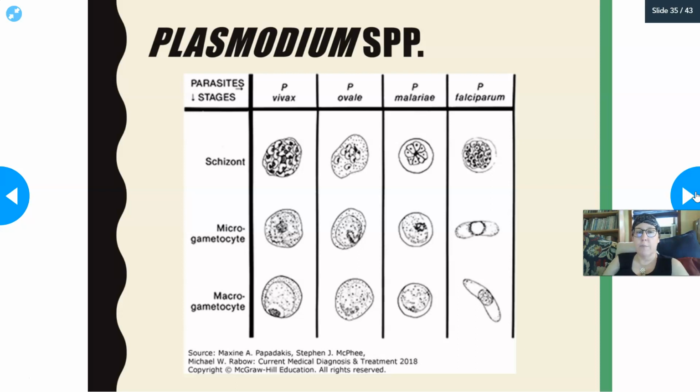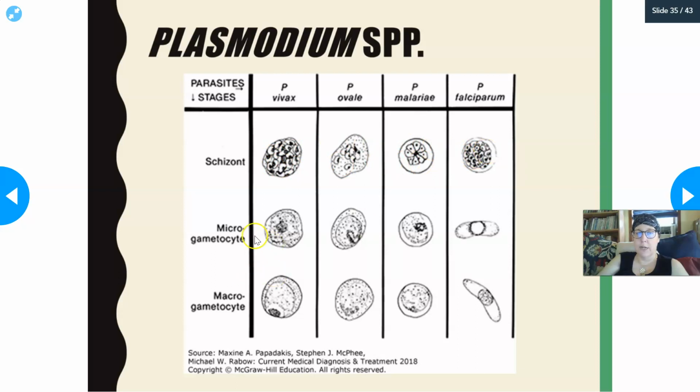So you have Plasmodium vivax, as listed here in the table, Plasmodium ovale, Plasmodium malariae, and Plasmodium falciparum. And they each present slightly differently. The schizont phase we're going to look at, which is the phase inside the red cells, looks different in each of these species.